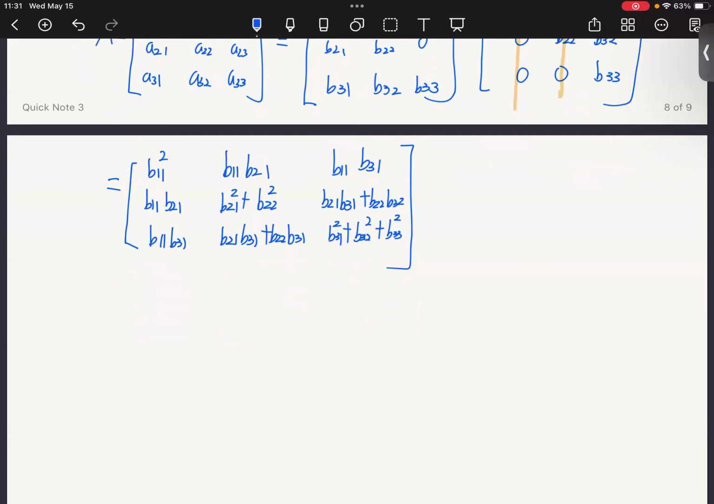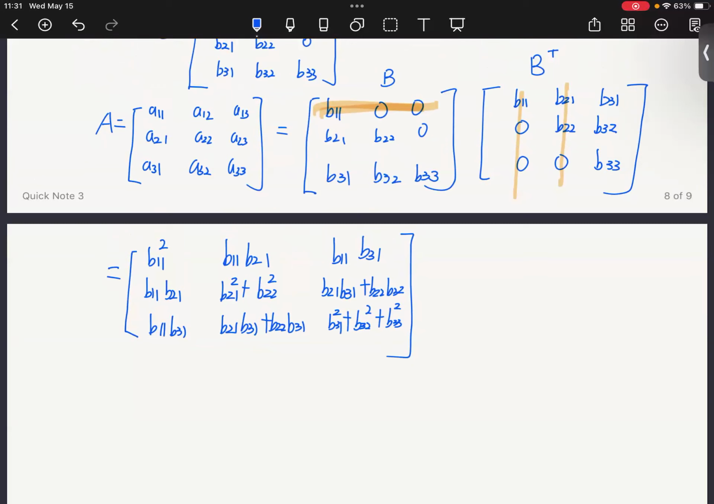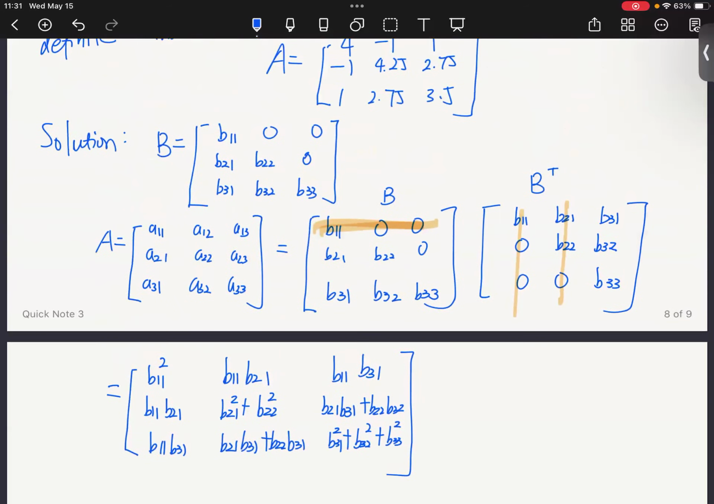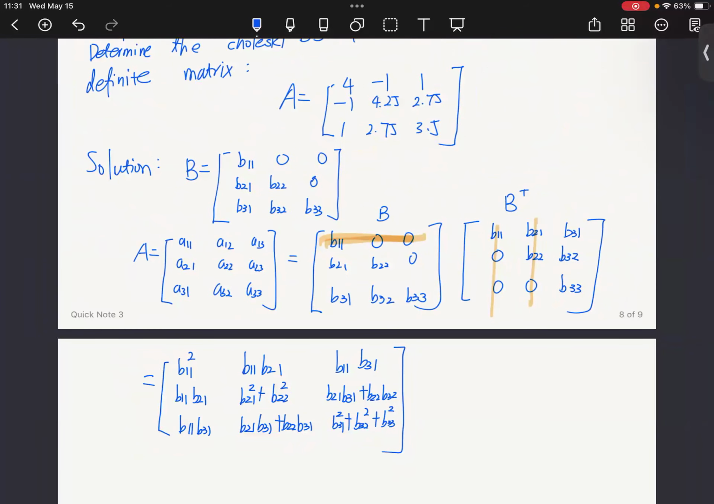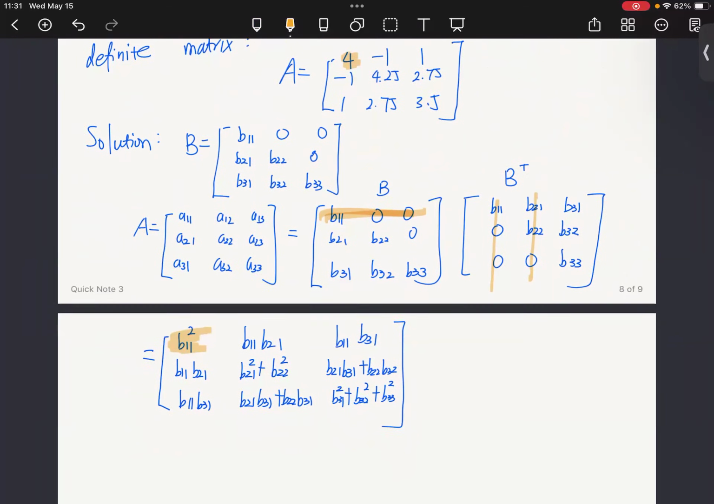Okay, this is the calculation, all the numbers we have here. What you are going to do is compare the values you have. In the A matrix, we have 4 at the 1, 1 position, right? Which means that B11 squared equals 4. This is our first equation.